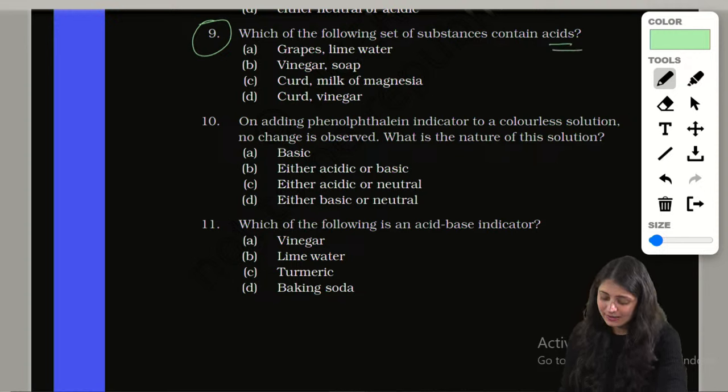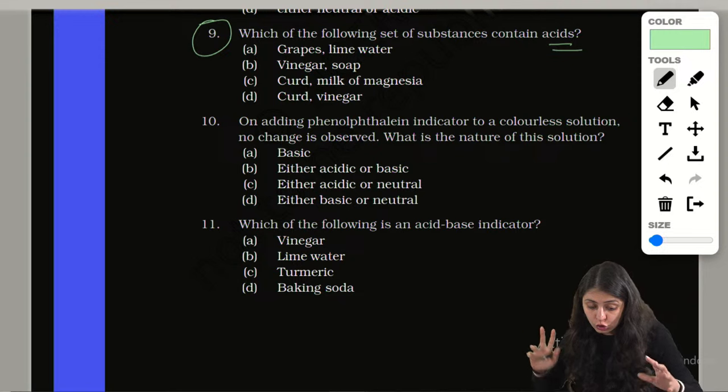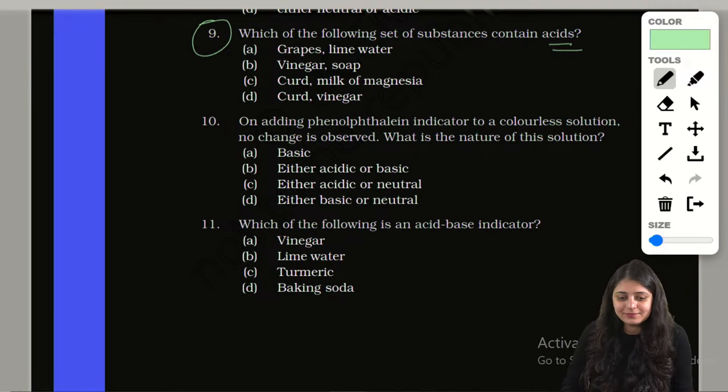When they say acids, you need to check both the substances that are being given to you. Dono substance check karna. You people are awesome. Everybody is giving the correct answer. Very good.